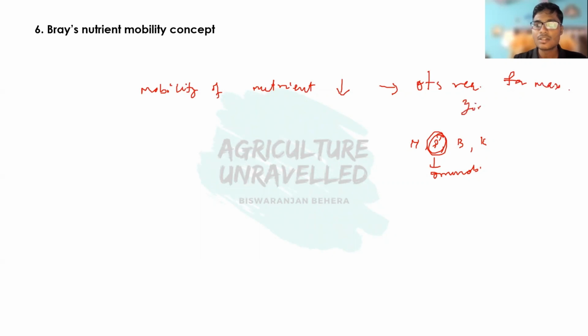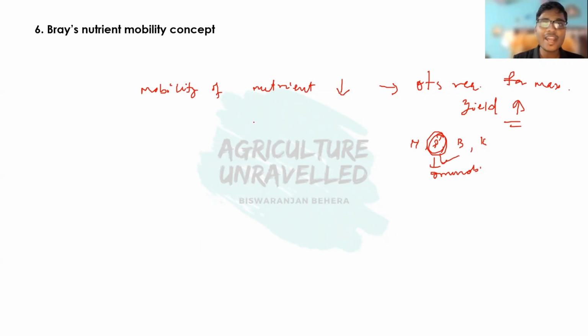So Bray's nutrient mobility concept says that when the mobility of a nutrient element decreases, the requirement of that nutrient element for maximum yield increases from a variable net value to a constant value. Okay, so remember, whenever the mobility of a nutrient element decreases, then its requirement for maximum yield increases. So this can also be a good question for your JRF examination. So remember this thing, Bray's nutrient mobility concept is for immobile nutrients.